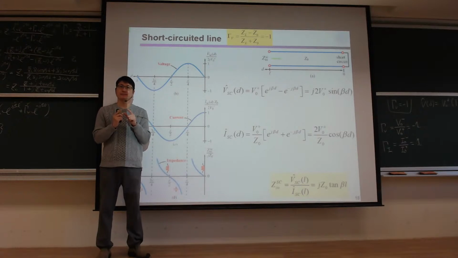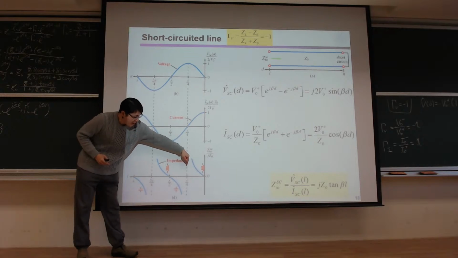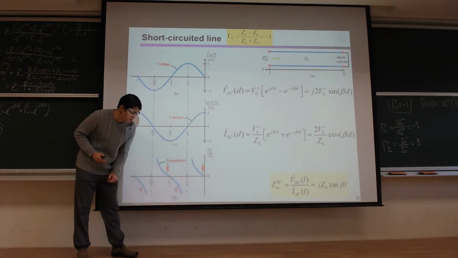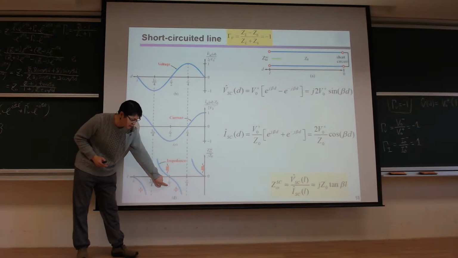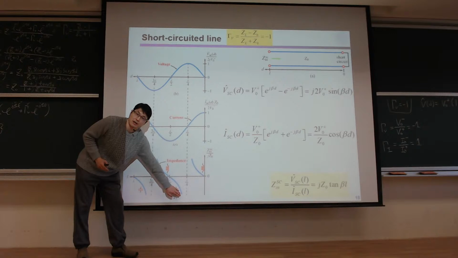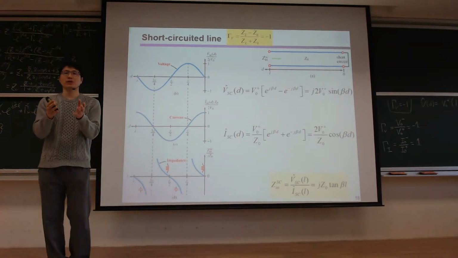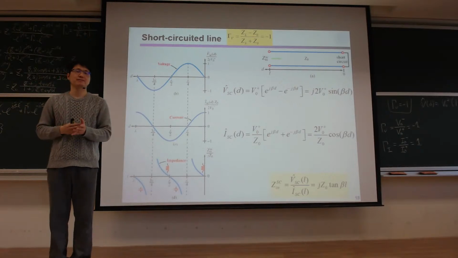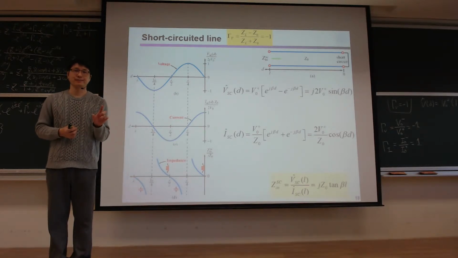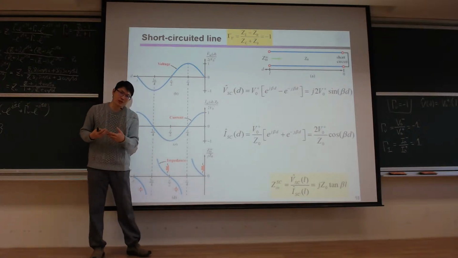Okay? Now, once your distance passes lambda divided by 4 and up to lambda divided by 2, then you have the negative cycle of tangent. And now you have a purely imaginary negative impedance. Negative impedance implies you have a capacitor. So this is the freedom of transmission line.